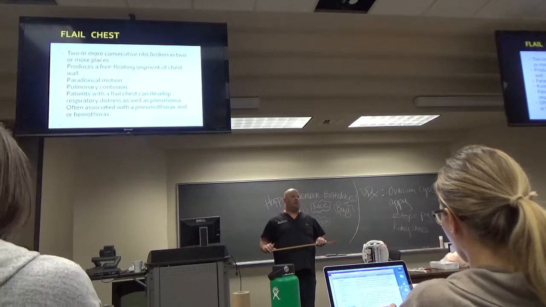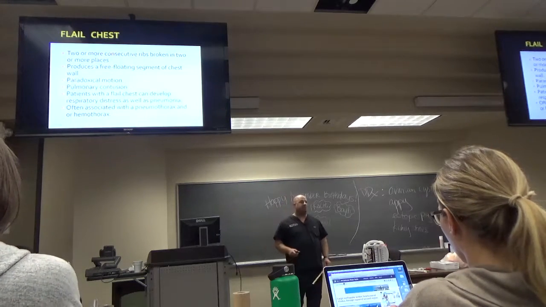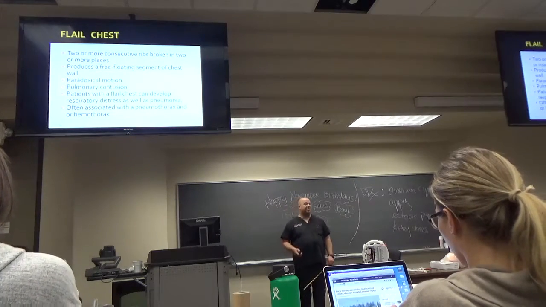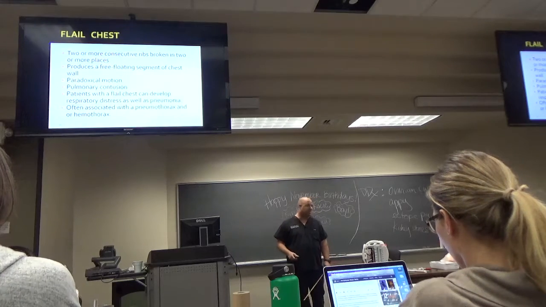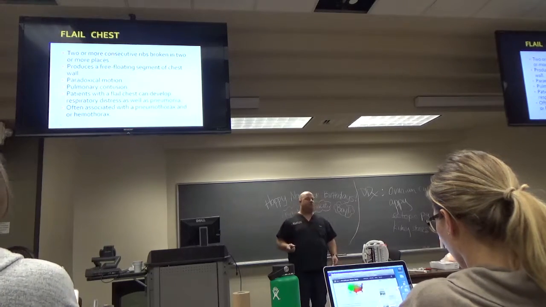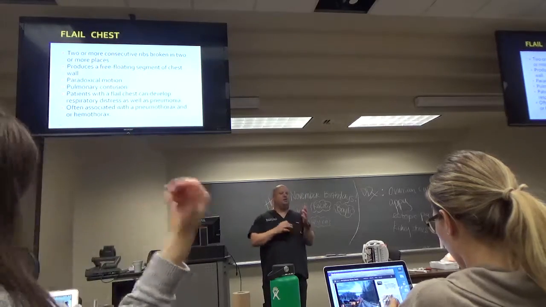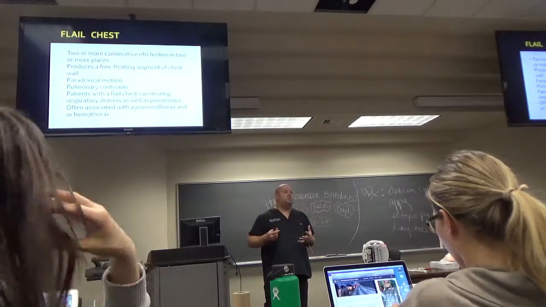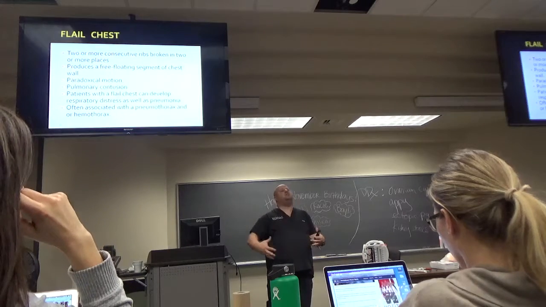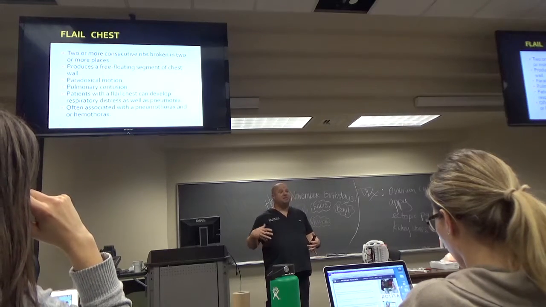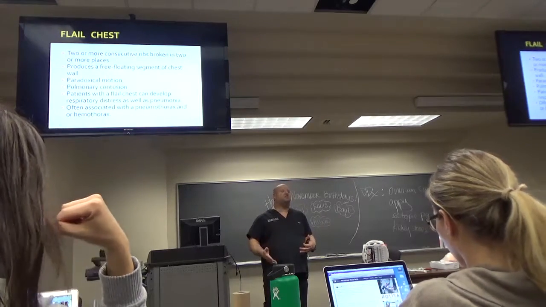What happens when people have rib fractures is it hurts, okay? You take a deep breath, it hurts. You twist, you move, it hurts. So people don't take deep breaths when they have rib fractures. Think of your lung as a big balloon made up of a bunch of small balloons. If you're not taking deep breaths, you don't fill up all the distal alveoli. And so the alveoli collapse, and that leads to pneumonia.